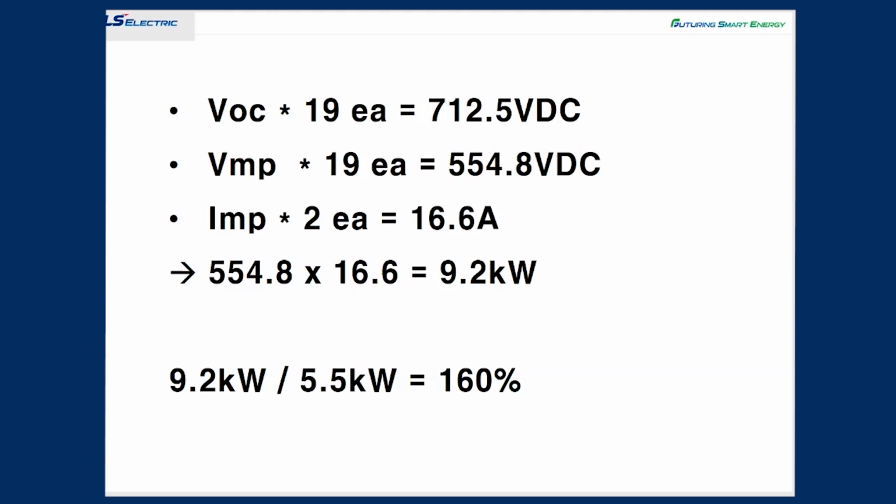Oh, so to summarize, I need to multiply the number of serial connections to the voltage and multiply the number of parallel connections to the current and then multiply them to find the power capacity, right? Yeah, that's correct. Thank you for the detailed explanation.